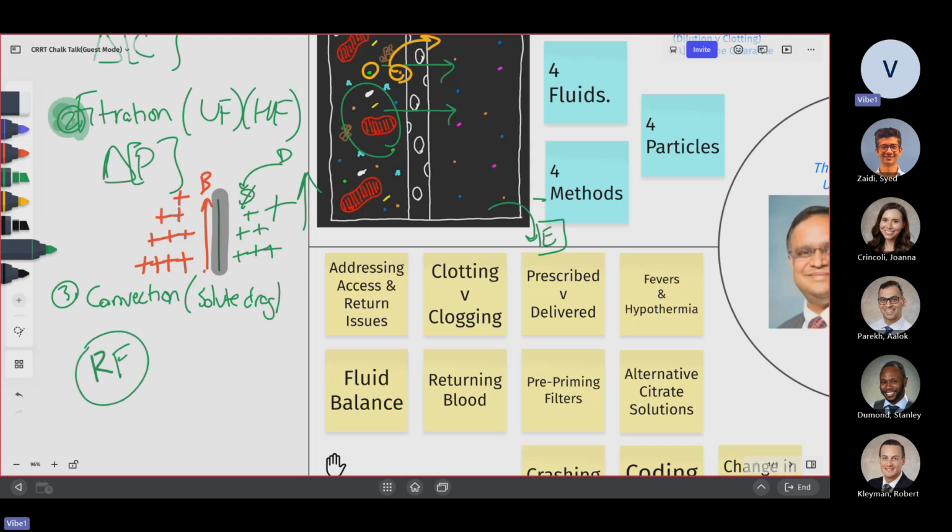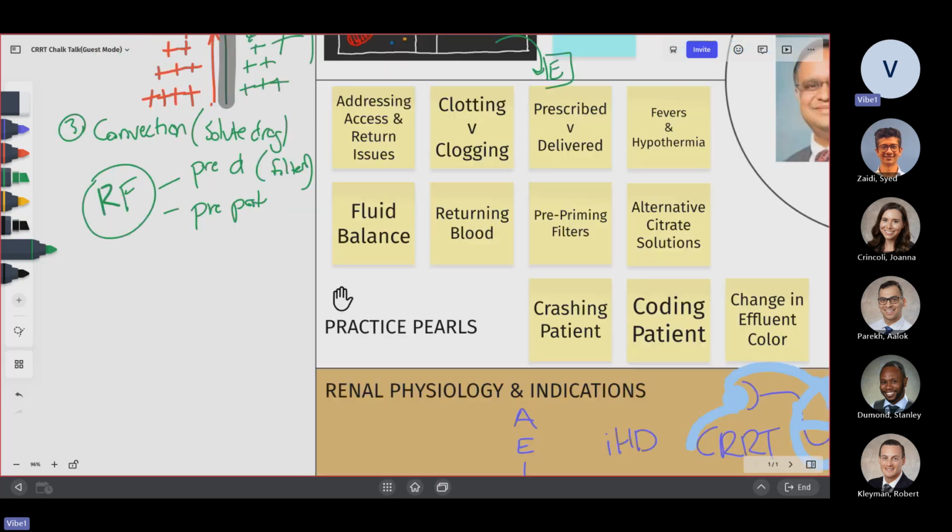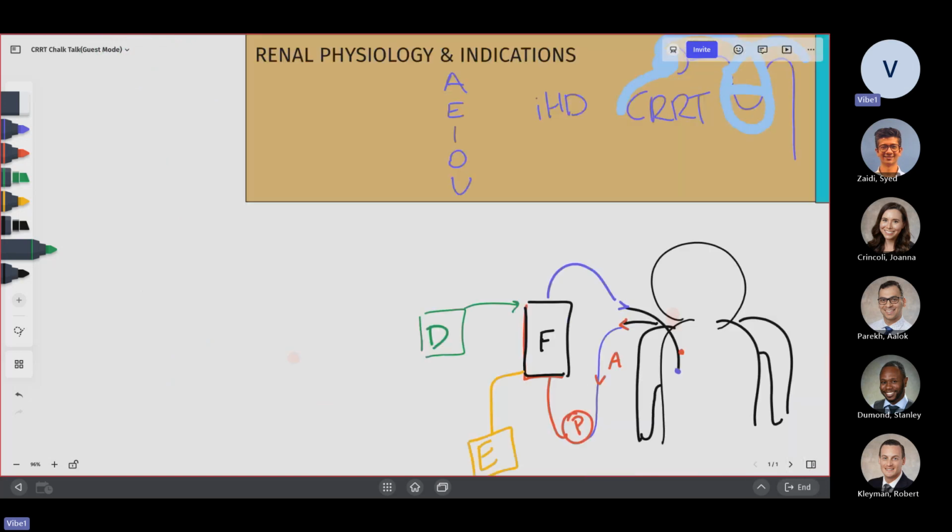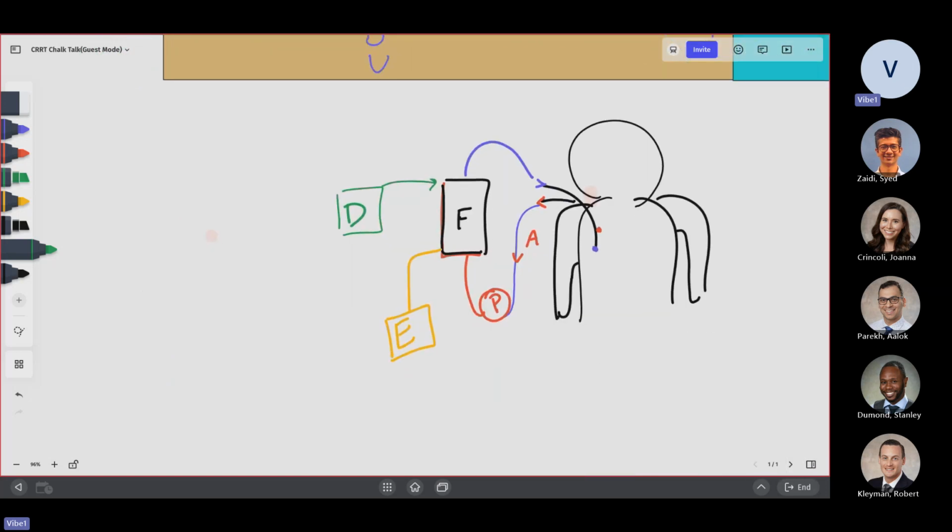Now, the replacement fluid can be added either pre or post dialysate, meaning it can be added either pre or post filter. This part was kind of confusing to me. Dr. Kumar, feel free to chime in on which is better, but you have this replacement fluid that you can either add before it enters the filter, or you can add it after.